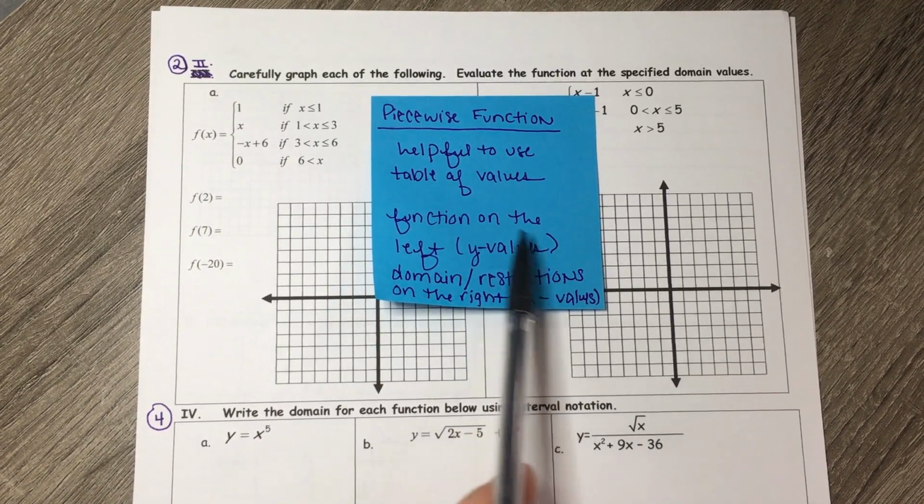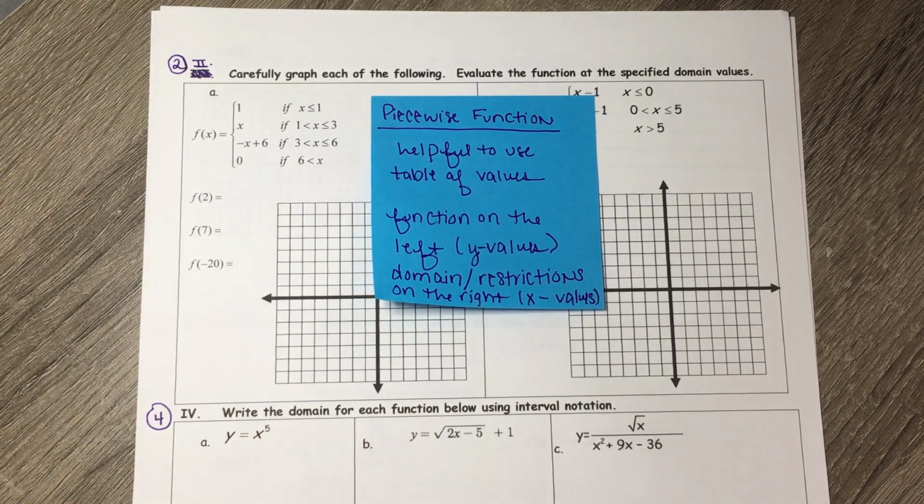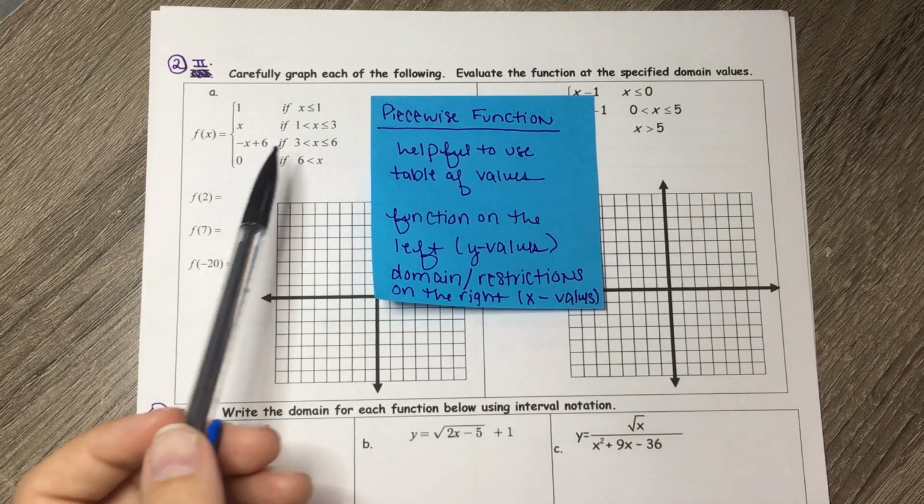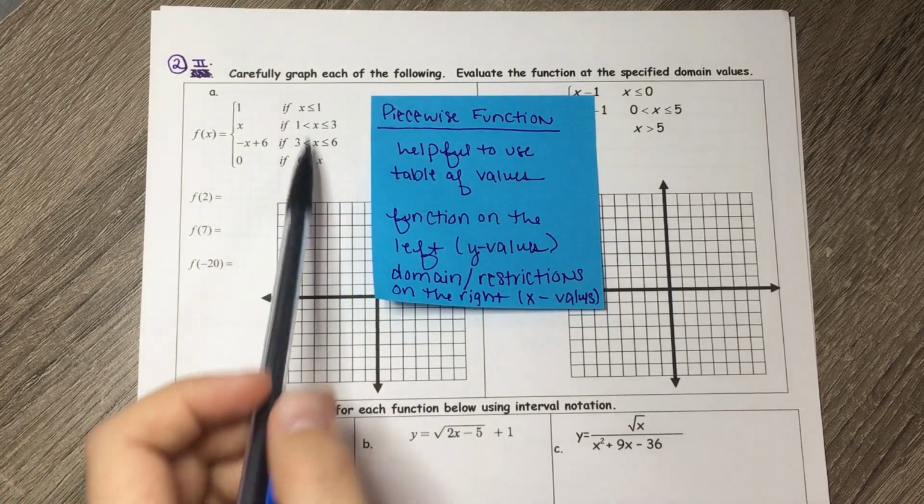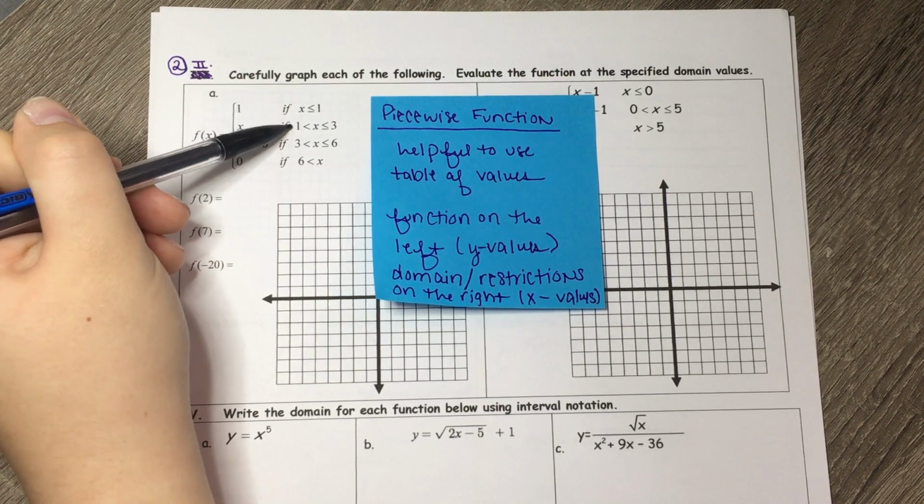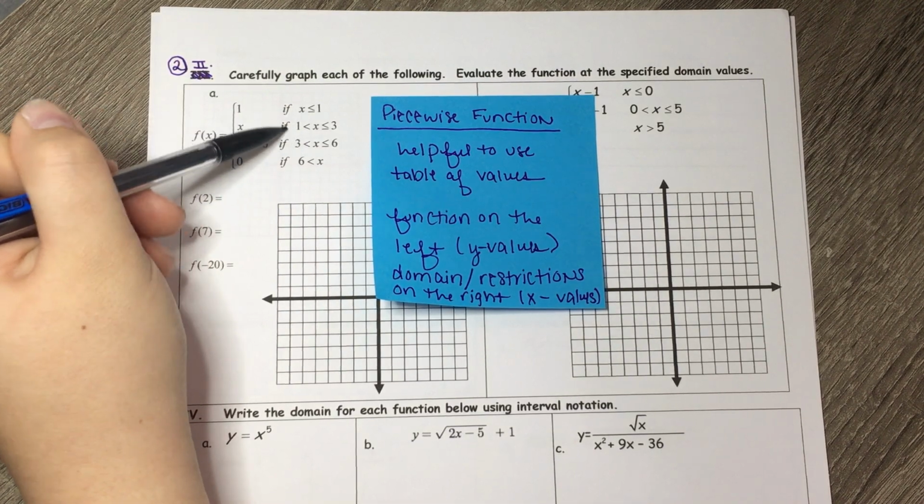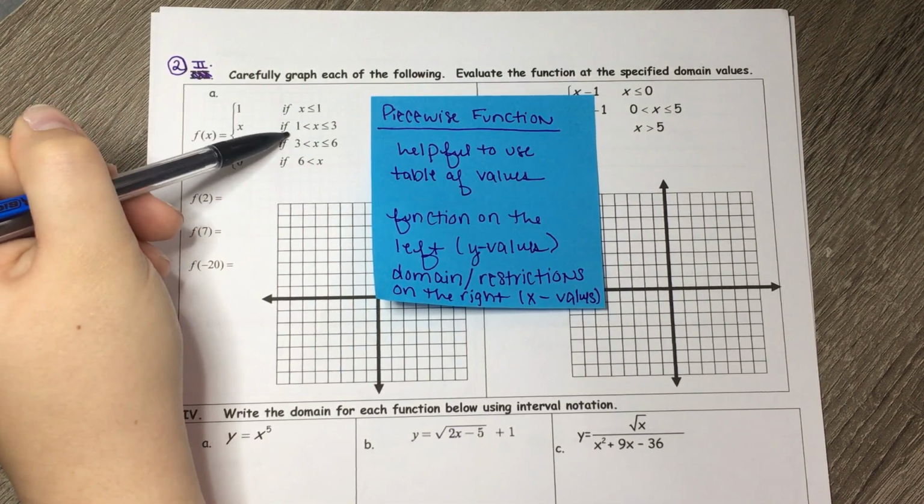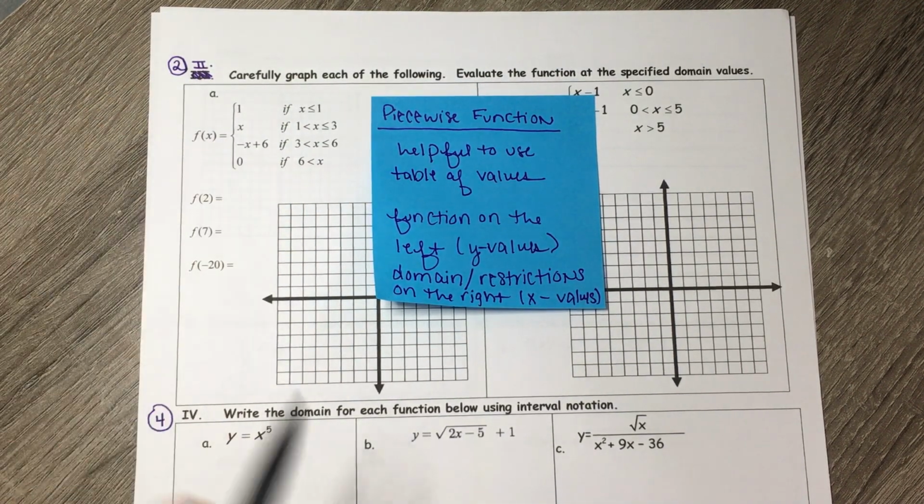And then just keeping in mind that our function, which is our y values, are on the left hand side, and that our domain or our restrictions is on the right hand side, and this is going to be our x values. Now whether or not we include the number, you still have to graph it. That's a common misconception I've been seeing in your work. You're going to be graphing definitely x equals 1 here. You're just going to be using an open circle.